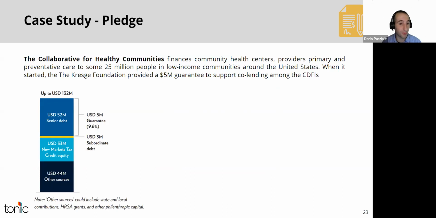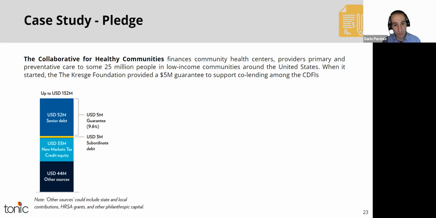We also have another example for pledge. This is the Collaborative for Healthy Communities, which finances community health centers, which are providers of primary and preventive care to some 25 million people in low-income communities around the United States. This collaborative was created in 2012 by two community development financial institutions, the Low Income Investment Fund, also called LIIF, and their investment fund, the TRF, that wanted to finance federally qualified health centers to serve low-income consumers.